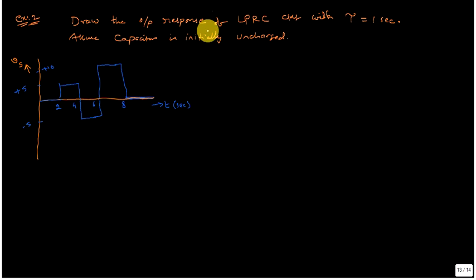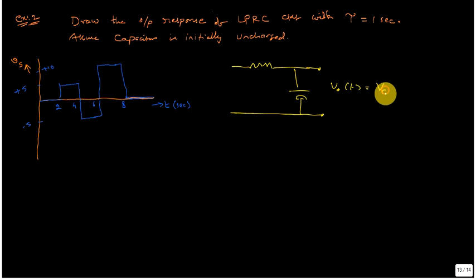Draw the output response of a low pass RC circuit with tau as 1 second. Assume the capacitor is initially uncharged. This is the input signal applied. For the given input signal, you are going to draw the output response of the low pass RC circuit if the circuit time constant is 1 second. Assume that the capacitor has not charged to any value. So we are applying it to a low pass RC circuit, where V0 of t is equal to Vc of t, and this is Vs.